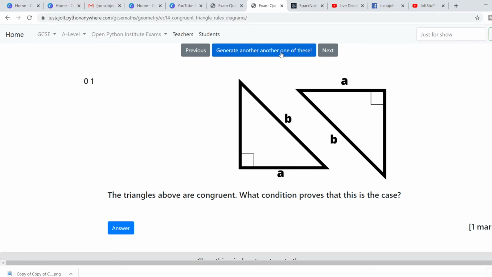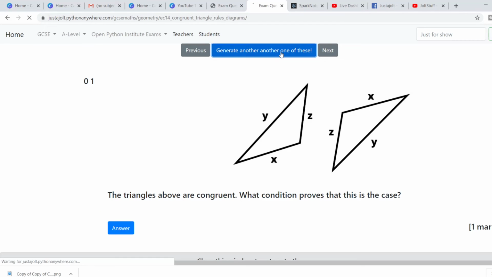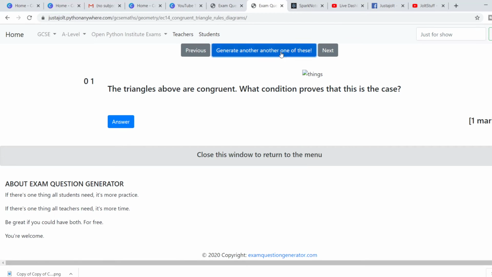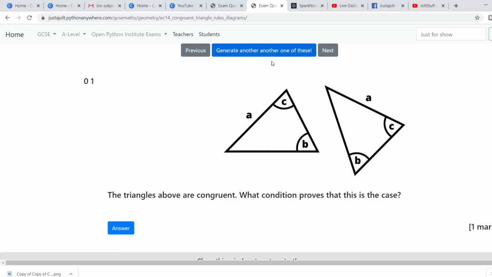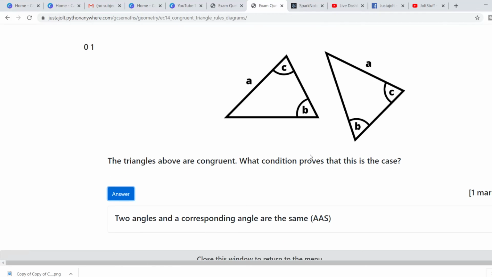Take a look at another one, see if I can work out which of these types are incorrect. Ooh, okay, so I'm going to have to go back and fix that at some point. I'm not sure what's up with that. The triangles above are congruent. What condition proves this is the case? Well, in this case, it's going to be the angle side rule. So you've got your AAS rule there. It's going to prove that's the case. So there you go, AAS.